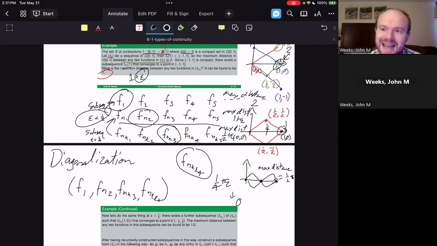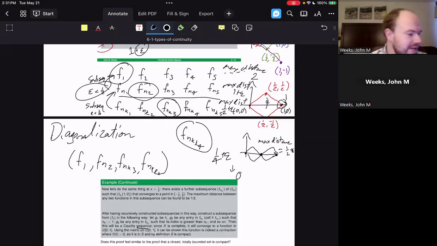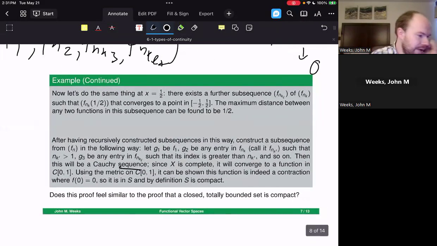In which case, this is exactly the subsequence that we're looking for. This is a subsequence of functions, f sub n sub k, all the way down, and I end up calling this a different letter. I use g sub 1, g sub 2, g sub 3, and so on and so forth. That gives me a Cauchy sequence. And since the set X, which really is the set C[0,1], I should be writing here, is complete, then this converges to a function in C[0,1].